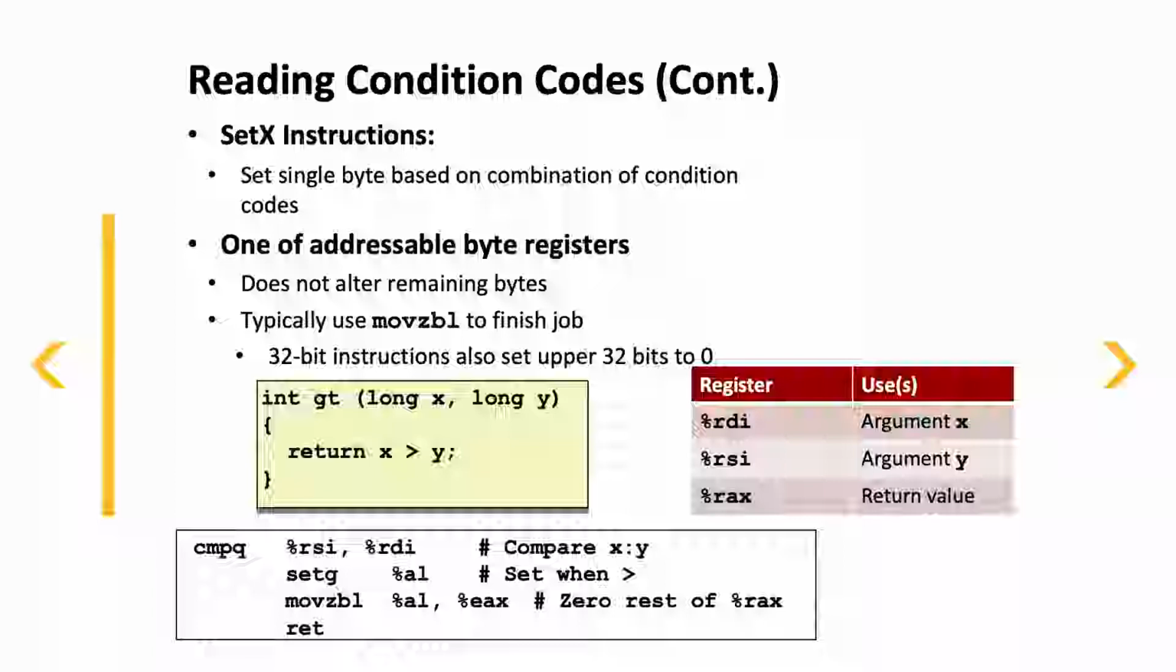So when we dive into the machine code, our DI will get argument X, our SI will get argument Y, and then our AX, as usual, is our return value. So we can use the set instruction to set that single byte based on the codes, and then we're typically going to use a move command to finish the job. And it's important to note that when we use a 32-bit instruction, even on a 64-bit architecture, we also set the upper 32 bits to 0.